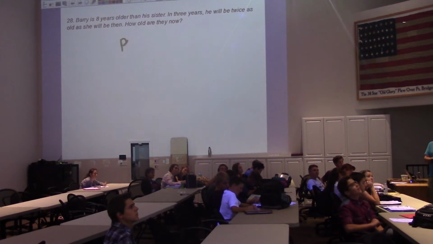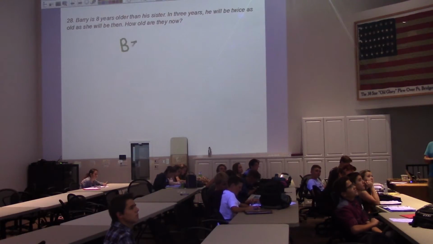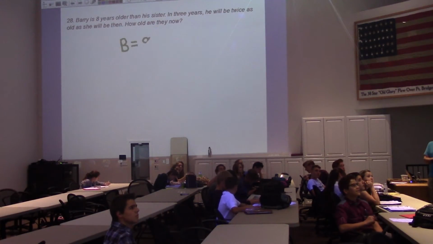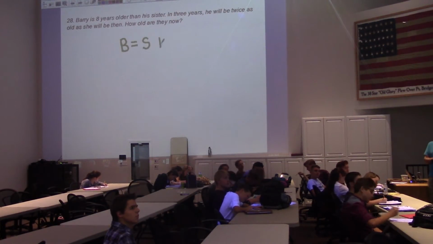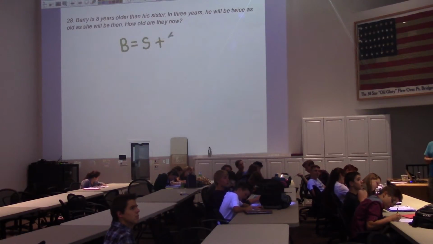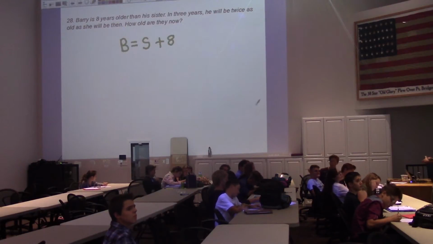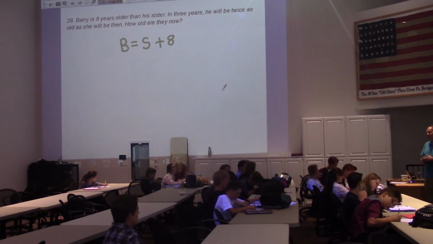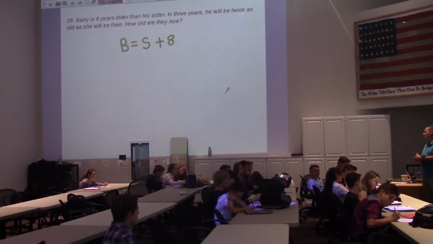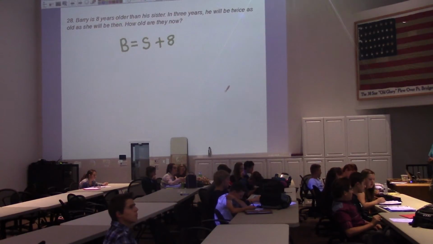B equals what? B equals sister plus 8, plus 3. S plus 8. We'll say B for Barry and S for sister. I like to use variables that kind of match the names of people. Like I like to use X and Y. I would use B for Barry and S for sister. That makes more sense.